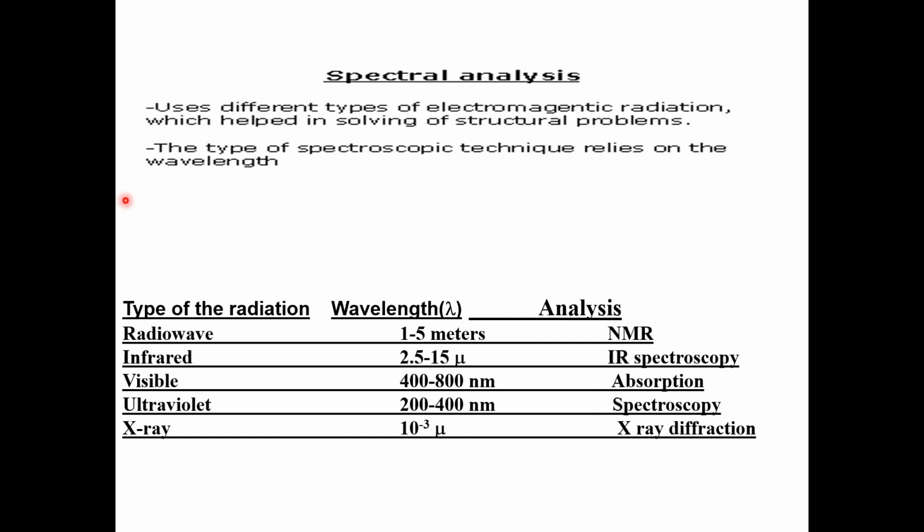For example, NMR utilizes the region with wavelengths from 1 to 5 meters. This is the region for radio waves. IR utilizes the region from 2.5 to 15 microns. Visible and ultraviolet absorption spectroscopy utilizes the region from 200 to 800 nanometers. X-ray diffraction utilizes the region with wavelengths shorter than 10 raised to the power minus 3 microns.